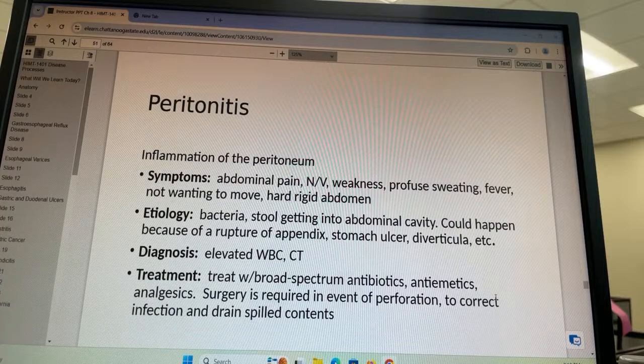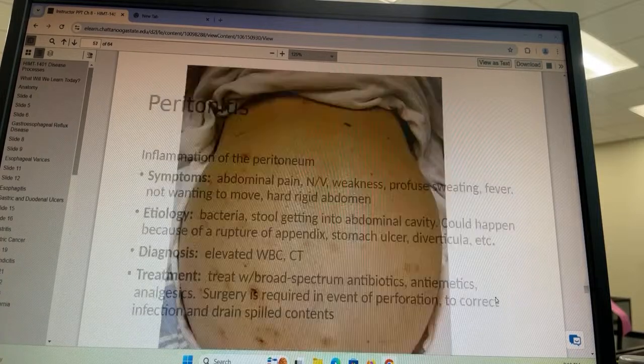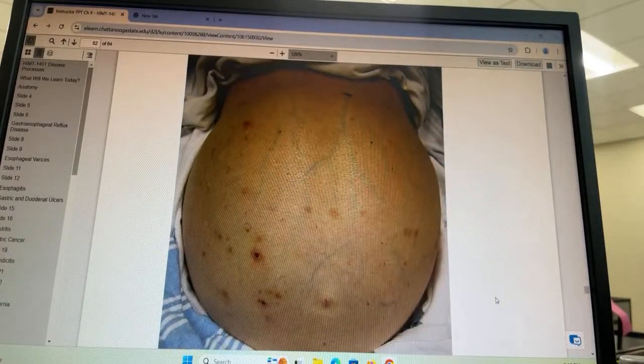So this one is abdominal pain, nausea, vomiting, weakness, profuse sweating, fever because it's related to some kind of infection. The pain is just so bad that you don't want to move because pretty much every movement involves your core muscles in some way, and if that area is inflamed, it's going to be very, very painful. A very hard and rigid abdomen, so you can see in this picture here how distended they are. This person's not pregnant.